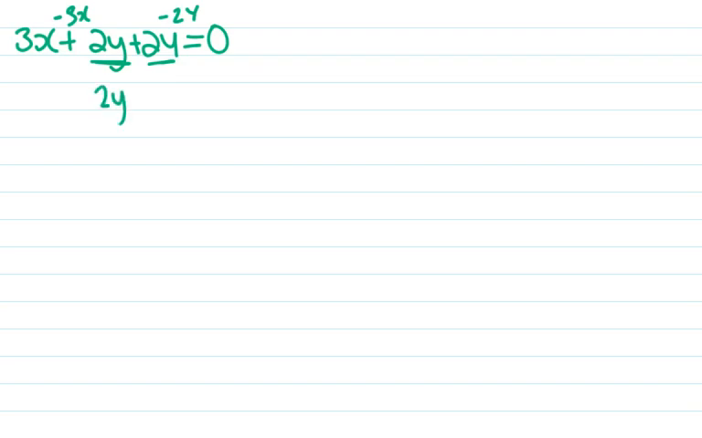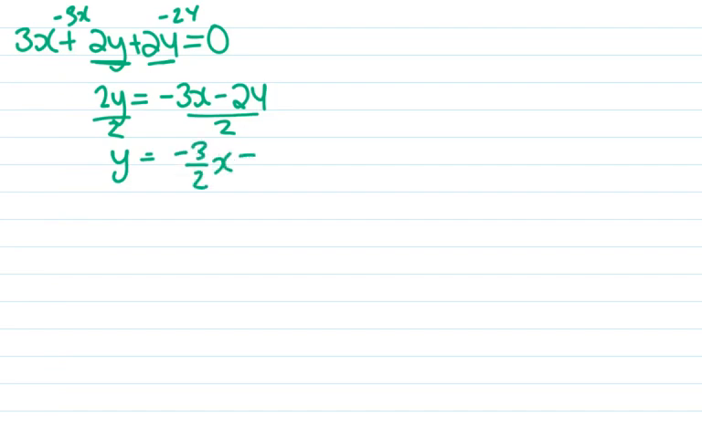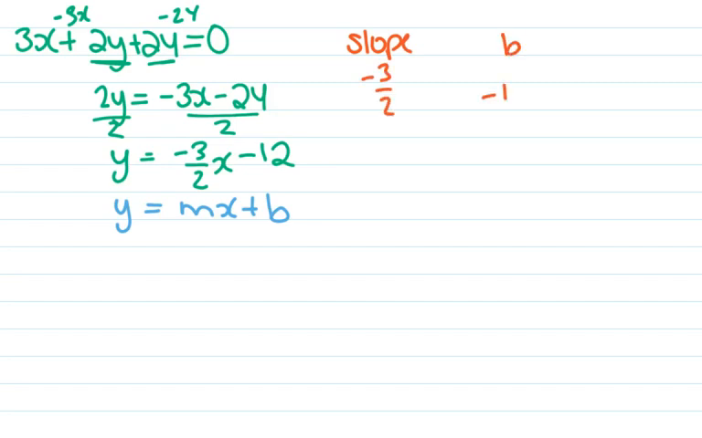So now I have 2y equals negative 3x minus 24. Now to get that y by itself, I need to divide both sides by 2. So now I have y equals negative 3 over 2x minus 24 over 2, which is 12. Now it looks like slope y-intercept form, right? y equals mx plus b. So the slope is negative 3 over 2, and the y-intercept is negative 12.